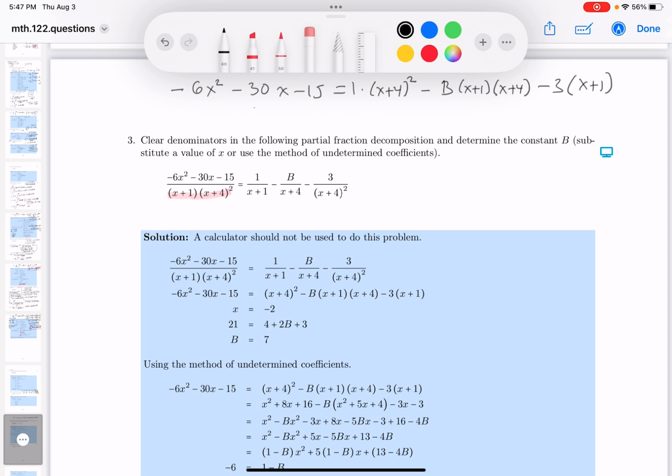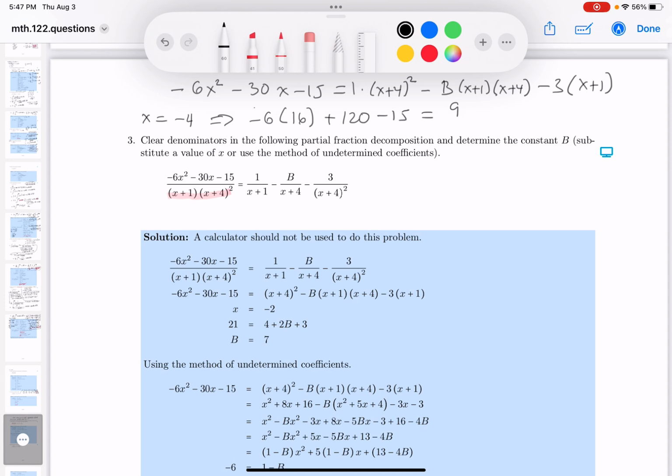Let's try another number. Let's try x equals minus 4. Well, looking at that, the first two differences, let's write that down, okay? So what does it give us? Minus 6 times 16 plus 120 minus 15 equals, well, the first two terms disappear, and what do you get? Well, you're going to get minus 3 times minus 3, which is going to be 9.